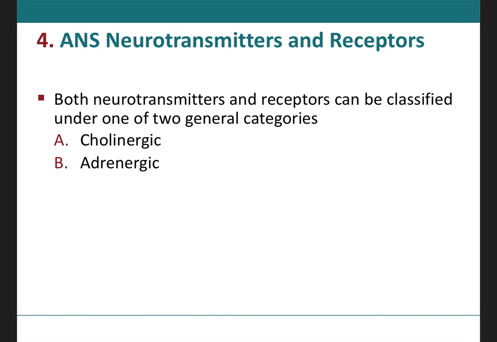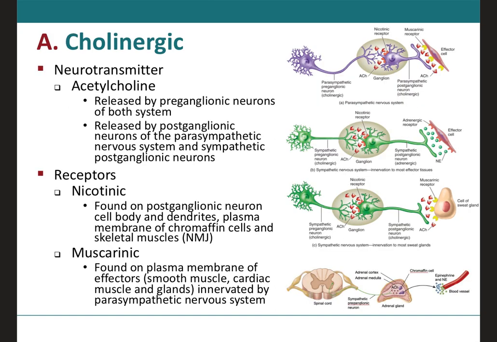So let's get started with differentiating the two different types of autonomic neurons. Let's start with the cholinergic neurons, which are the neurons that will release the neurotransmitter acetylcholine. This is easy because acetylcholine has choline in it, and these are the cholinergic neurons.